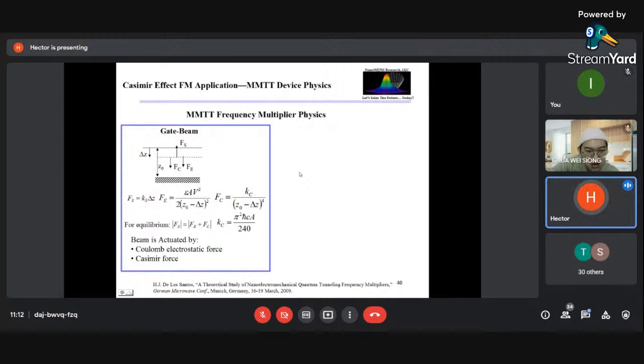The physics of the device are as follows. The position of the beam is a function of the equilibrium between the upward spring or Hooke's force and the downward electrostatic and Casimir forces. These forces are given by this expression. The spring force is the spring constant times the displacement, the electrostatic force, epsilon A V squared over 2 times (C0 minus delta Z) squared, and the Casimir force, the constant KC over (C0 minus delta Z) to the fourth power.